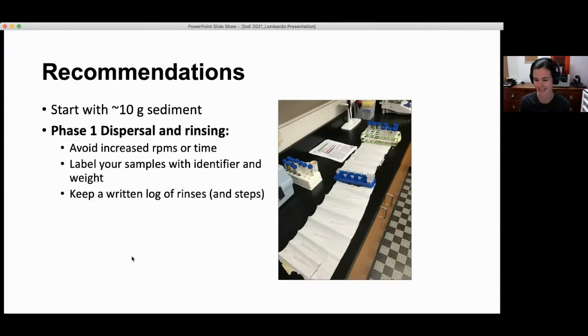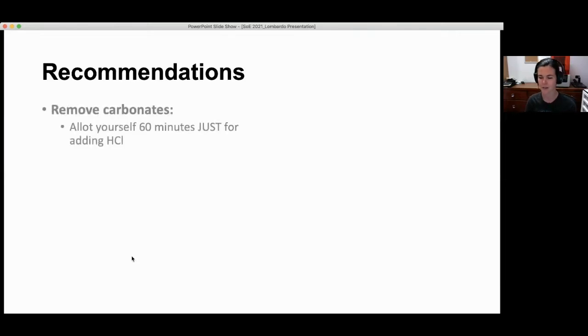Allotting yourself enough time for the sediment to react with your chemicals will not only be easier and safer, but it will be much more effective. Give yourself enough time. This protocol does not state a quantity or volume of hydrochloric acid that you'll be using to get rid of your carbonates in your sample, only that 10% hydrochloric acid will be used.